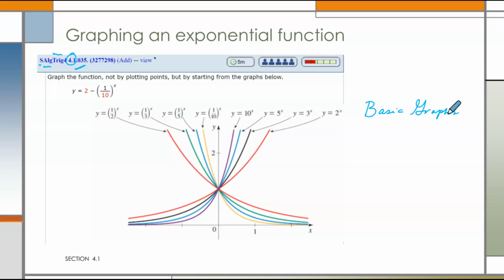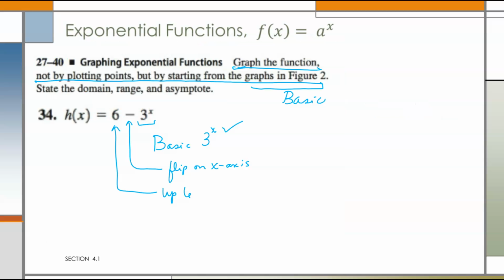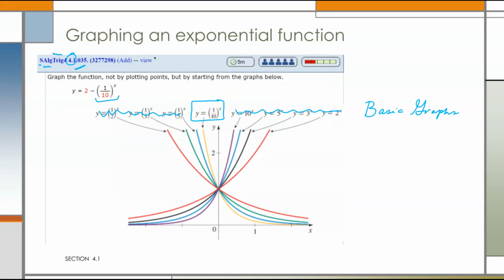Which basic graph do we want to use? We want to use the basic graph for 1/10 to the X. So we're going to focus just on 1/10 to the X. So we can get rid of all of these, we can get rid of all of these, and so the graph that we're going to concentrate on is just this one, which is 1/10 to the X power. Okay, so just like we did in this example, we figure out our basic graph, we figure out our transformations, and then we're able to graph.